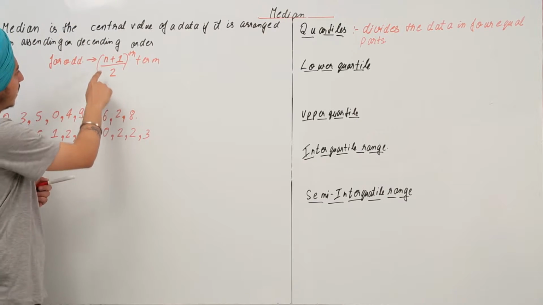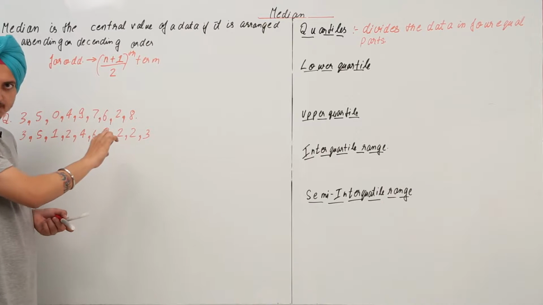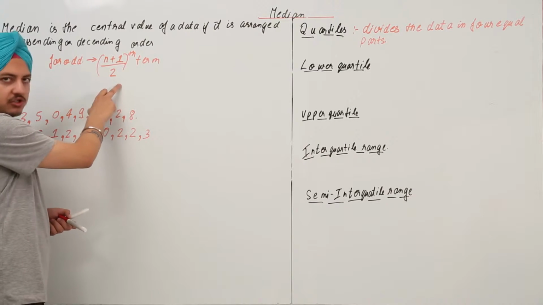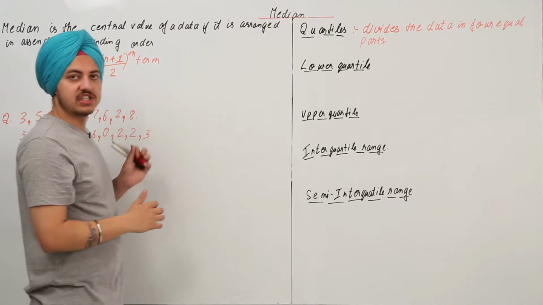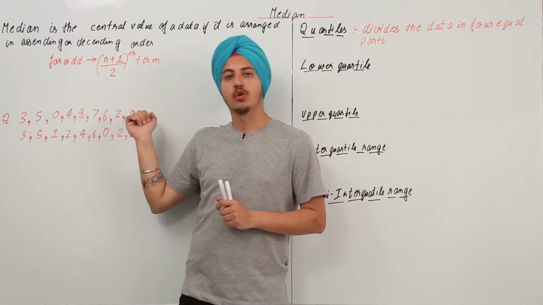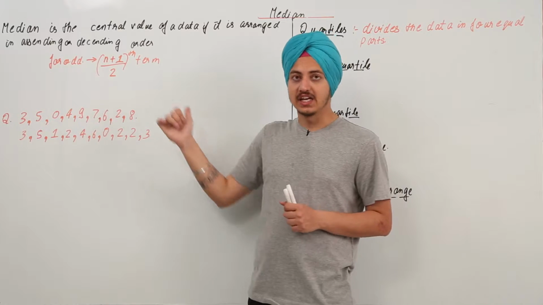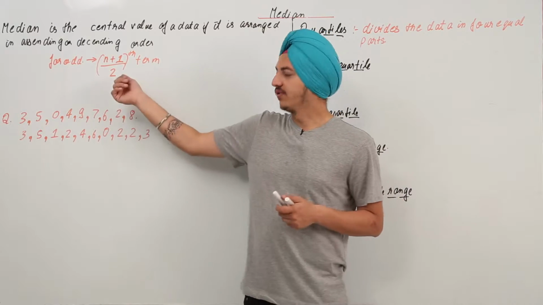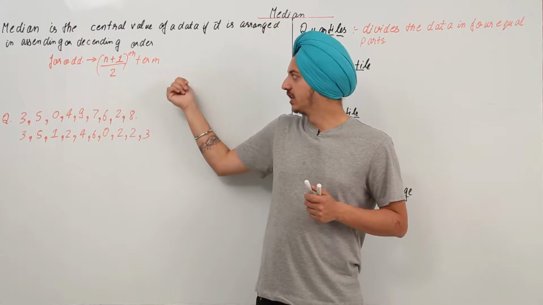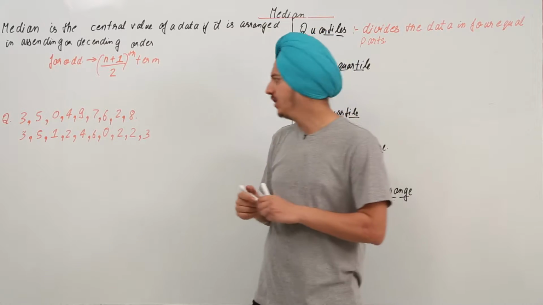So n is the total number of observations. So n plus 1 by 2, that means if the total number of observations is odd, in this case the total number of observations is 9. So n plus 1 is 10. 10 divided by 2 is 5. So the fifth term would be the median. And for even, what do we do?